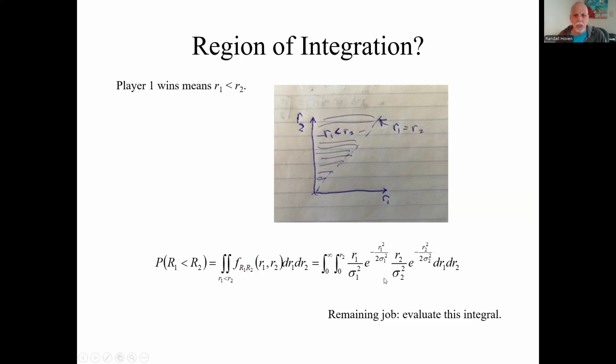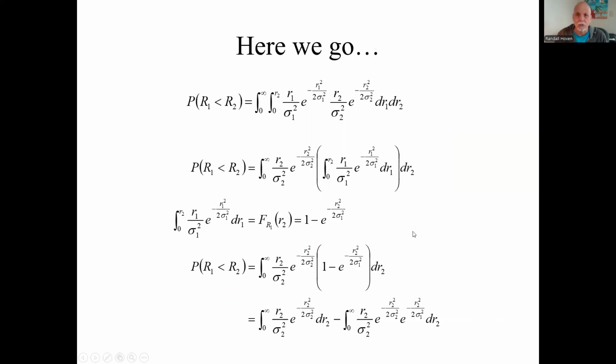So we had our PDF. It's all this guy. Our region of integration is where R1 is less than R2. And that means this. Integrate R1 from 0 out to R2. Then integrate R2 from 0 to infinity. Our remaining job is to evaluate this integral. And I'll try not to get too painful with that.